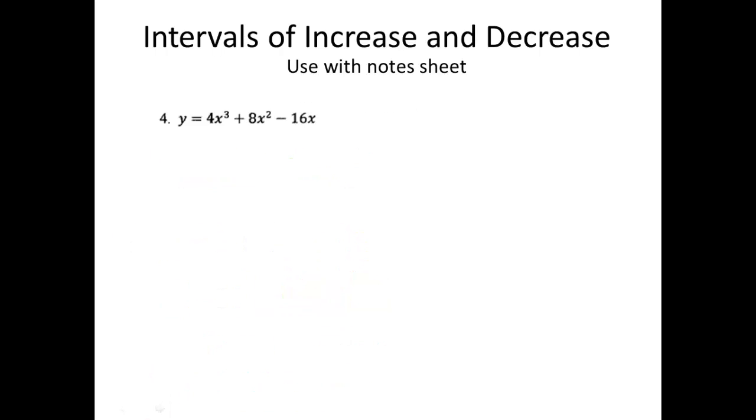Okay, for this one, I've got a cubic function, so I may have more intervals than just the last one. We're going to begin by finding the first derivative. That's going to give me 12x squared plus 16x minus 16. I need to factor this because I need to see where it's equal to 0. 12x squared plus 16x minus 16 equal to 0. I'm going to factor out a common factor of 4, giving me 3x squared plus 4x minus 4, still equal to 0. Now you can use whatever way you want to factor this.